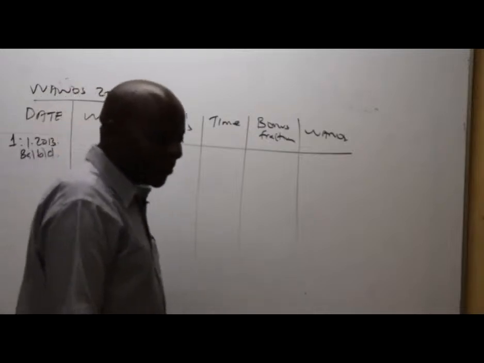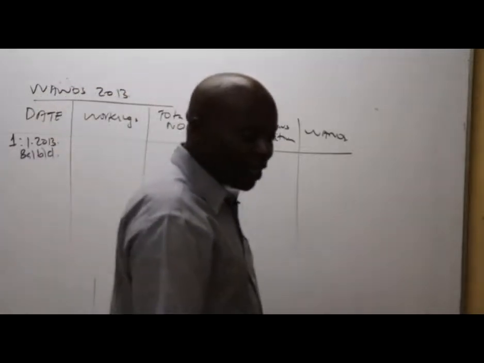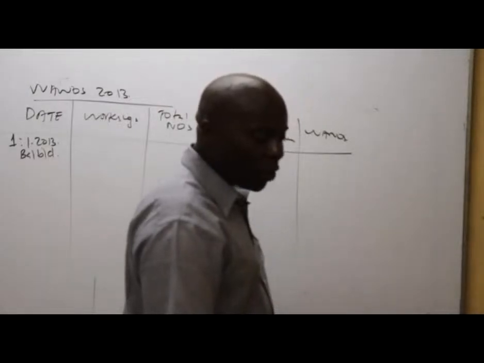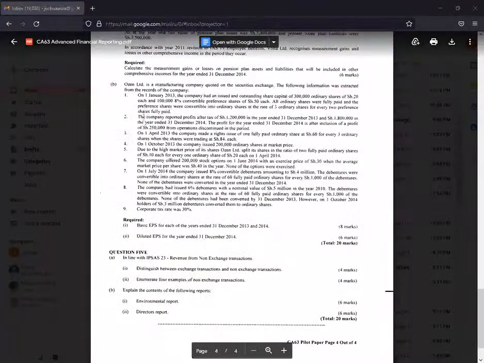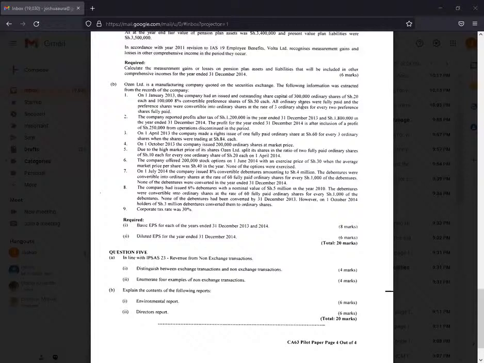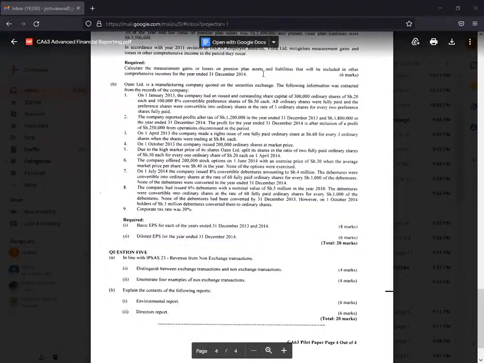300,000? Please don't bring preference shares here. Here we are only bringing one-offs. We are only bringing a number of ordinary shares. So in this case, on 1st of January, the company had issued an outstanding share capital of 300,000 ordinary shares. And please remember, we bring number of ordinary shares.